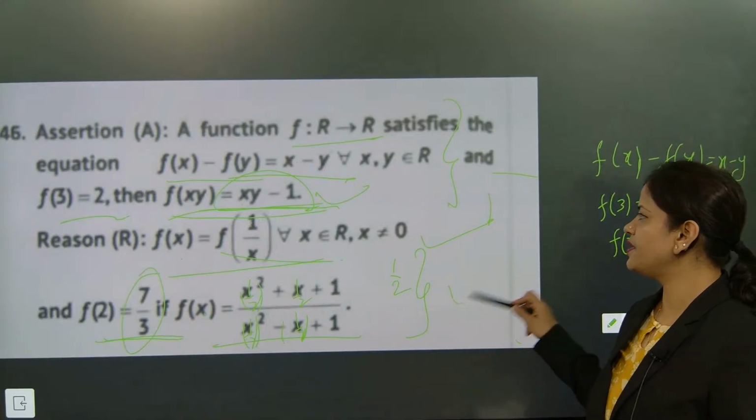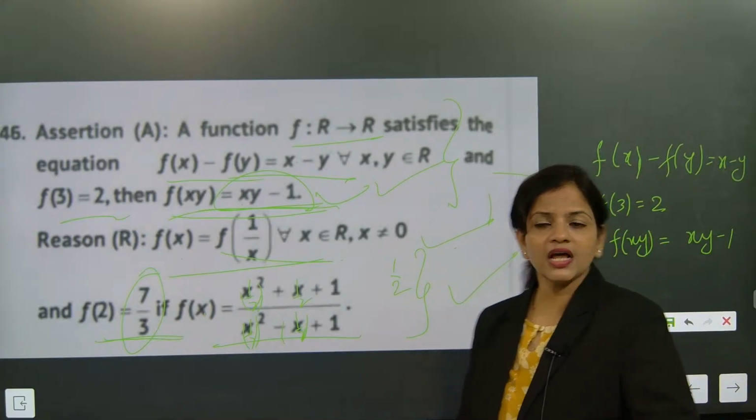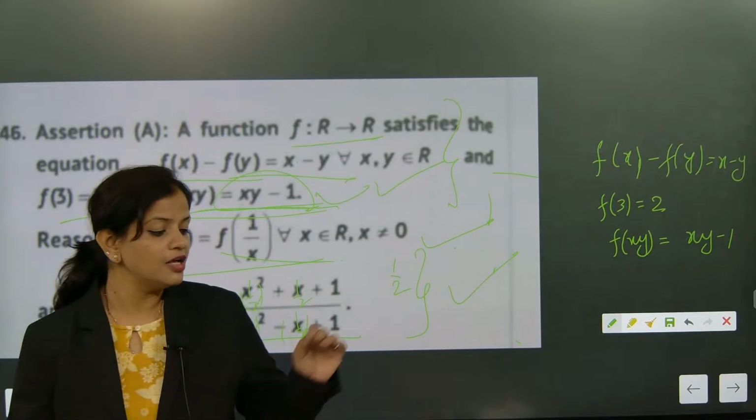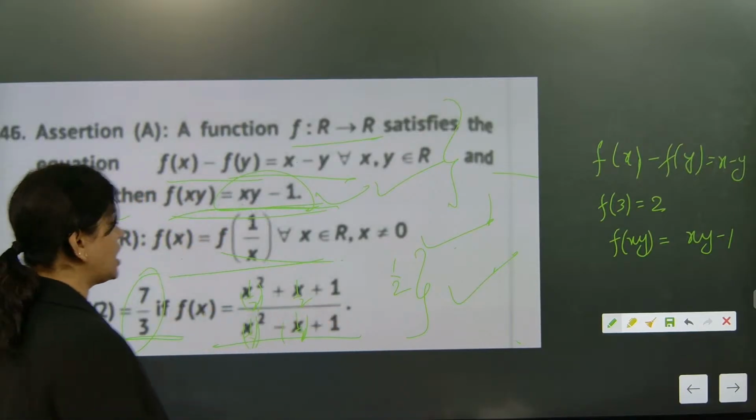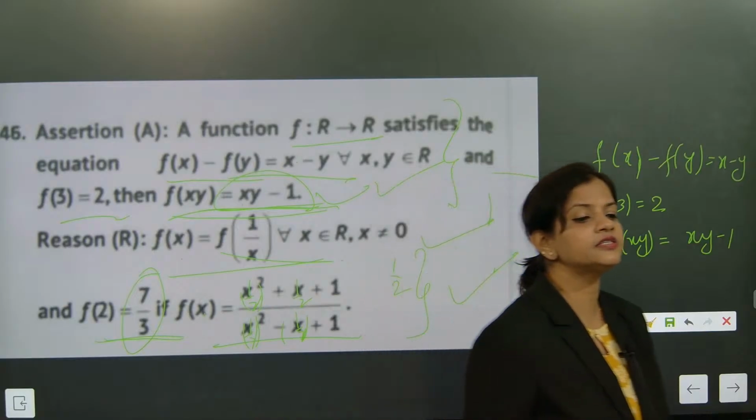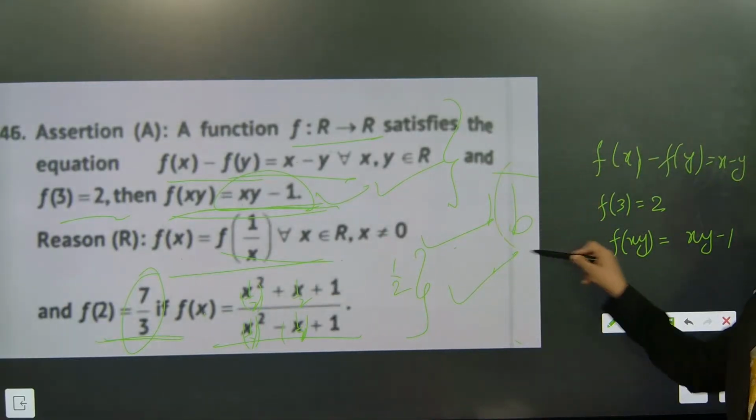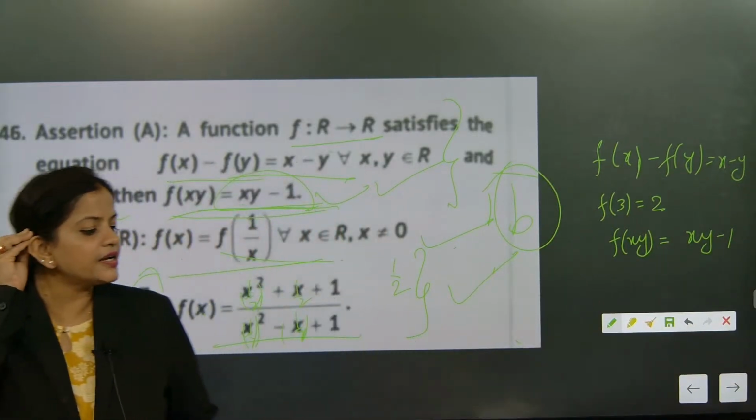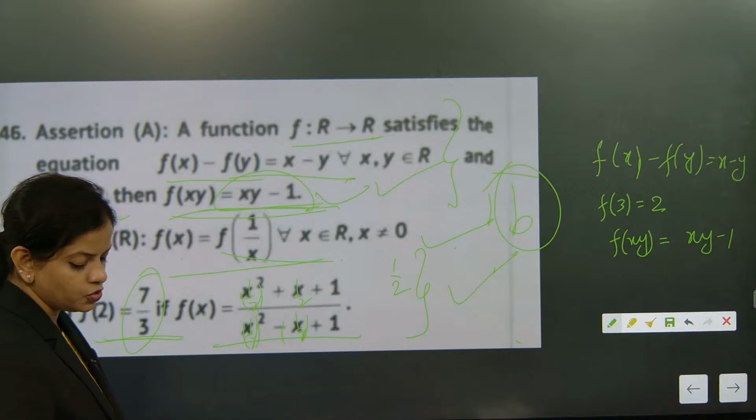So this statement is true. This statement is also coming as true. But are they related to each other? There is no connectivity written there. Since both of them are not connected to each other, the option here is B. Understood? The correct answer option is coming here as B. I hope everybody understood this one. Don't forget this part. This is most important.